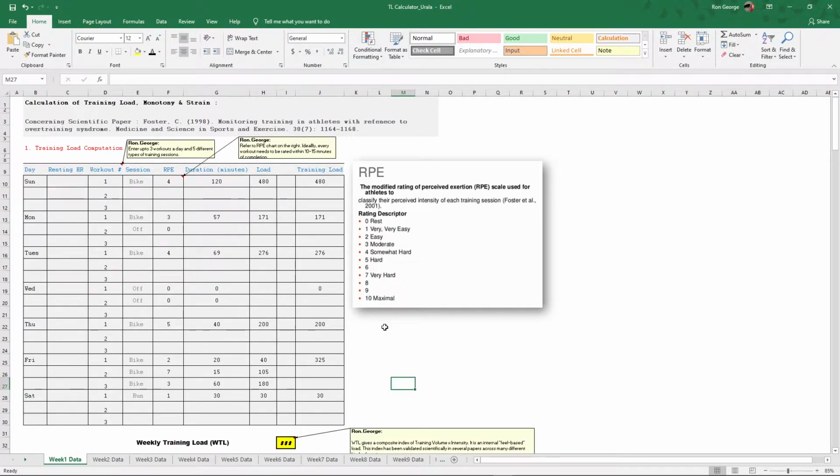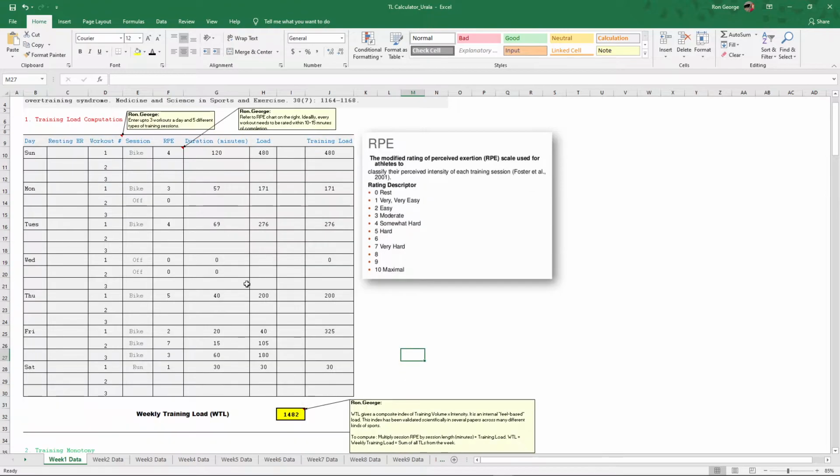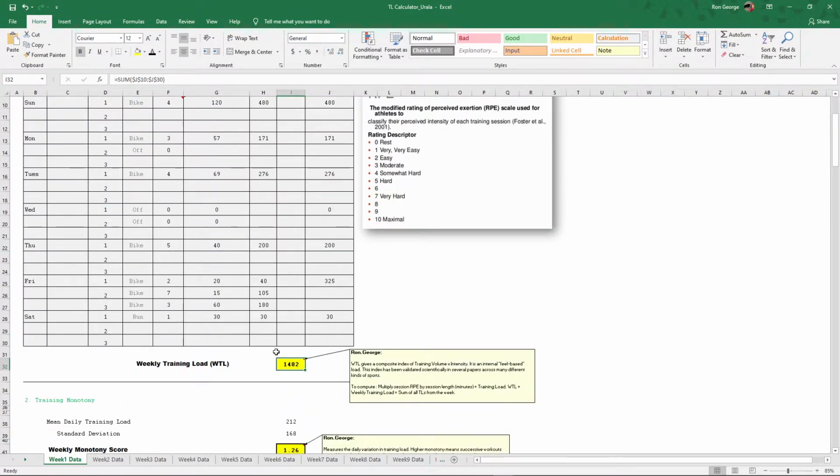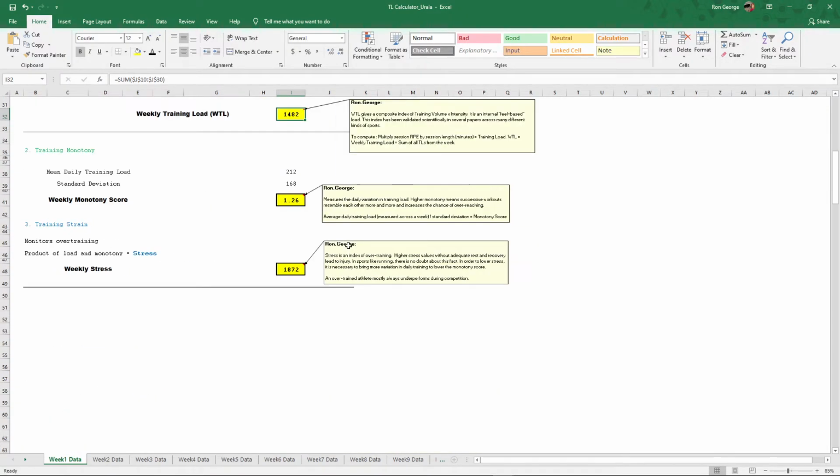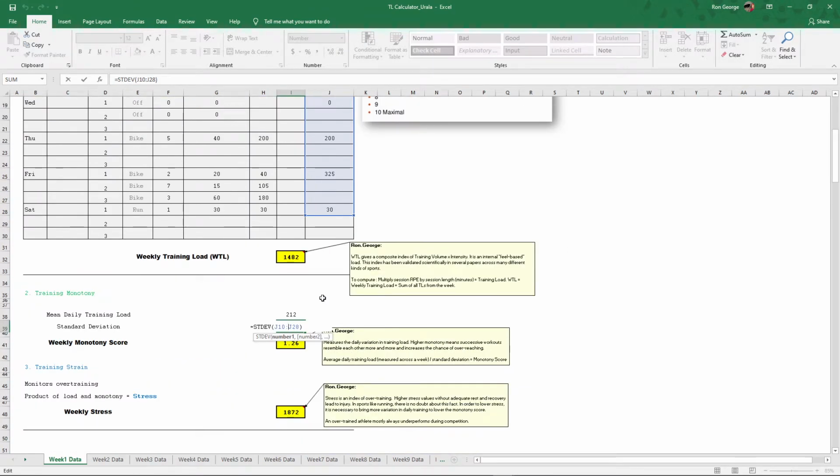Finally, this is already done by the athlete. So for the week, the athlete already filled it out, and what you see here in yellow is the weekly training load, which is the complete sum of all the training loads for that week. You calculate weekly monotony by taking the standard deviation of the loading from the days. So take that standard deviation and also take the average of the weekly load. The average daily training load was about 212, and the standard deviation was about 168. So your monotony is nothing but the ratio of the two, and you get 1.26.